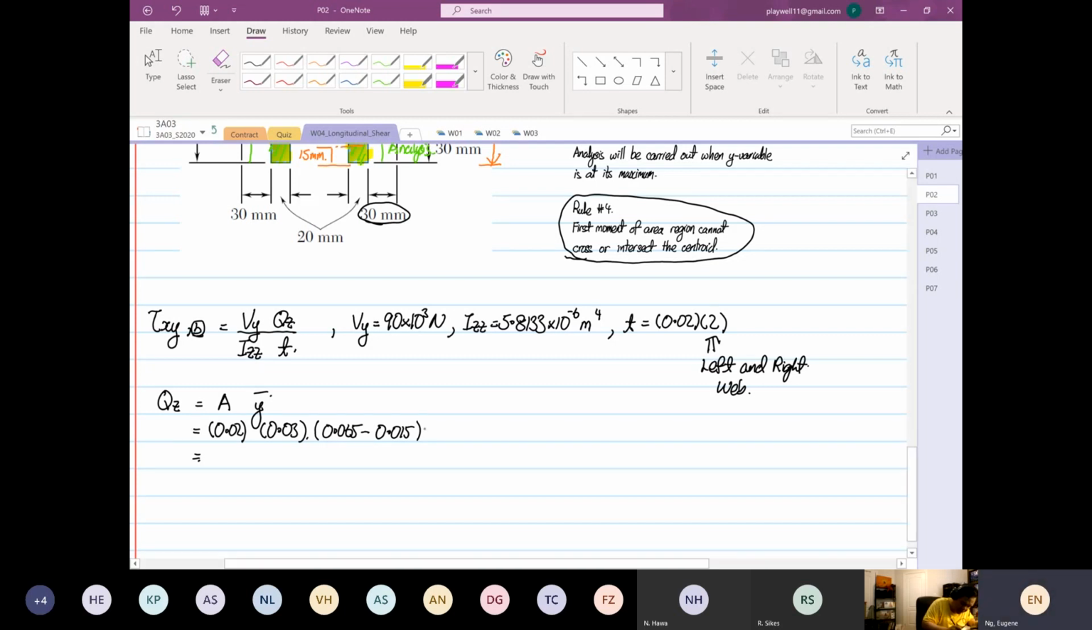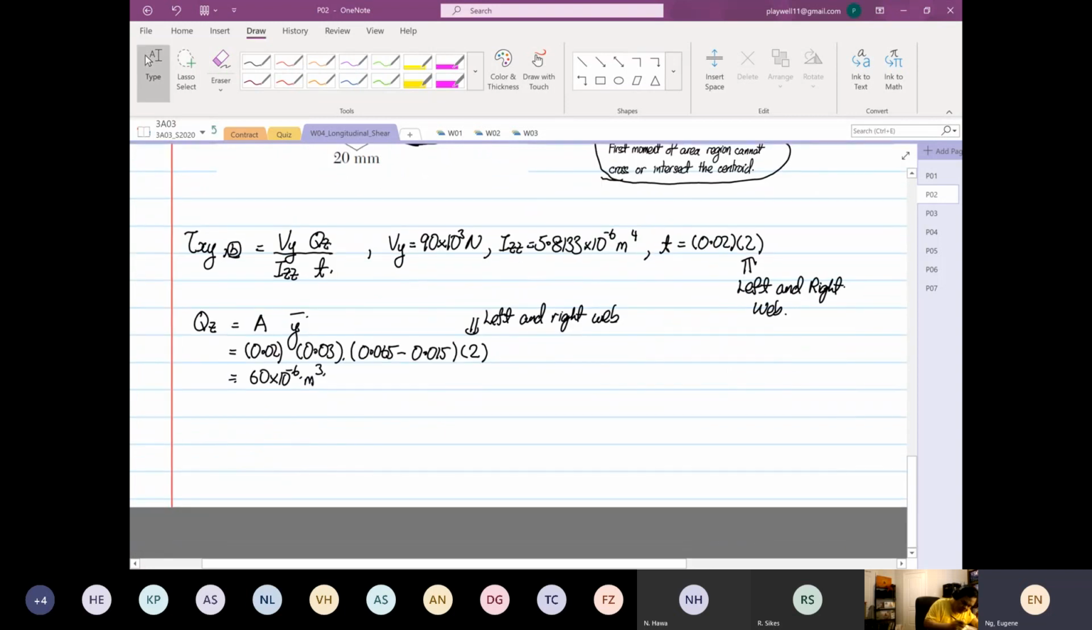And then you have to multiply by 2. Why we have to multiply by 2 is because, again, it's your what? Left and right web. Okay, so let me: 0.065 minus 0.015 times 2 times 0.03 times 0.02. I get 60 times 10 to the power minus 6. Yeah, so let me do it again. 0.065 minus 0.015 times 2 times 0.03 times 0.02 is equal to 60 times 10 to the power minus 6. This is meter cube.